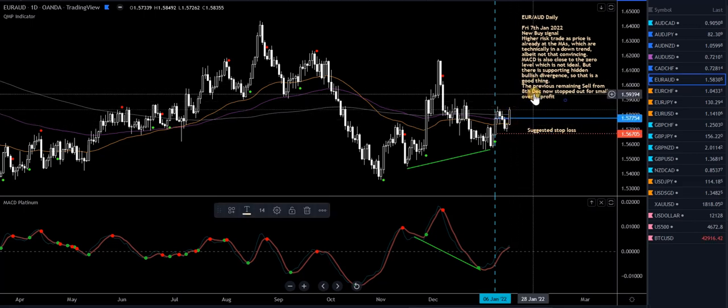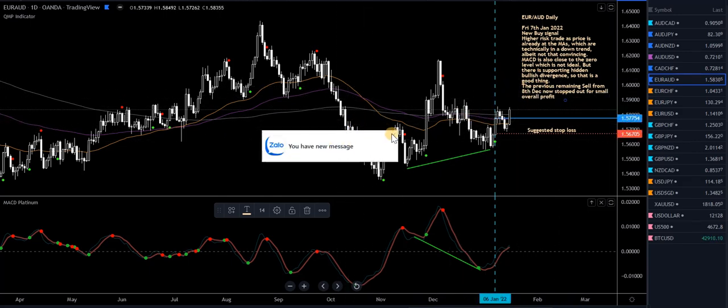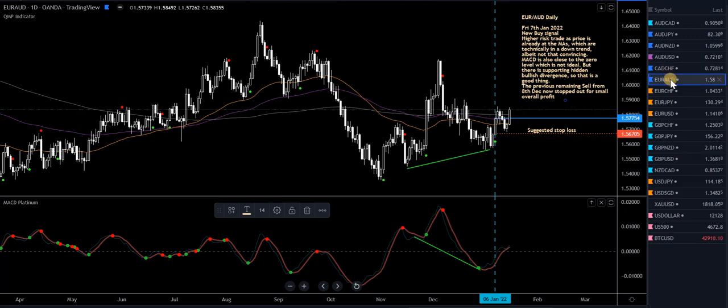That's the buy. So you can read there's a previous sell from the 8th of December, now stopped that for a small overall profit. So don't worry about that too much. We're in a buy now. So Euro Aussie, buy, tighten up the stop.